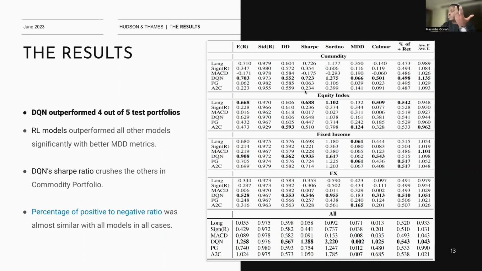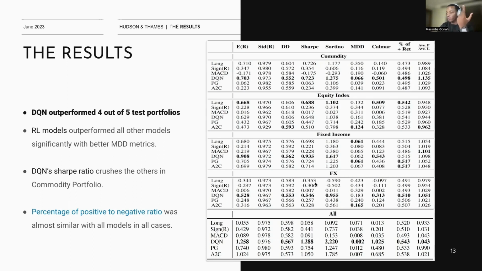Another thing I also wanted to mention is that if you look at DQN and the Sharpe ratio, in most scenarios, it actually had a significantly higher Sharpe ratio. Like if you look at the commodity ones, remember commodities are highly volatile. It had a very high Sharpe ratio. If you look at equity, same theme. Fixed income almost at a 1 Sharpe ratio, which is extremely good. And then, of course, Forex, which is highly volatile.